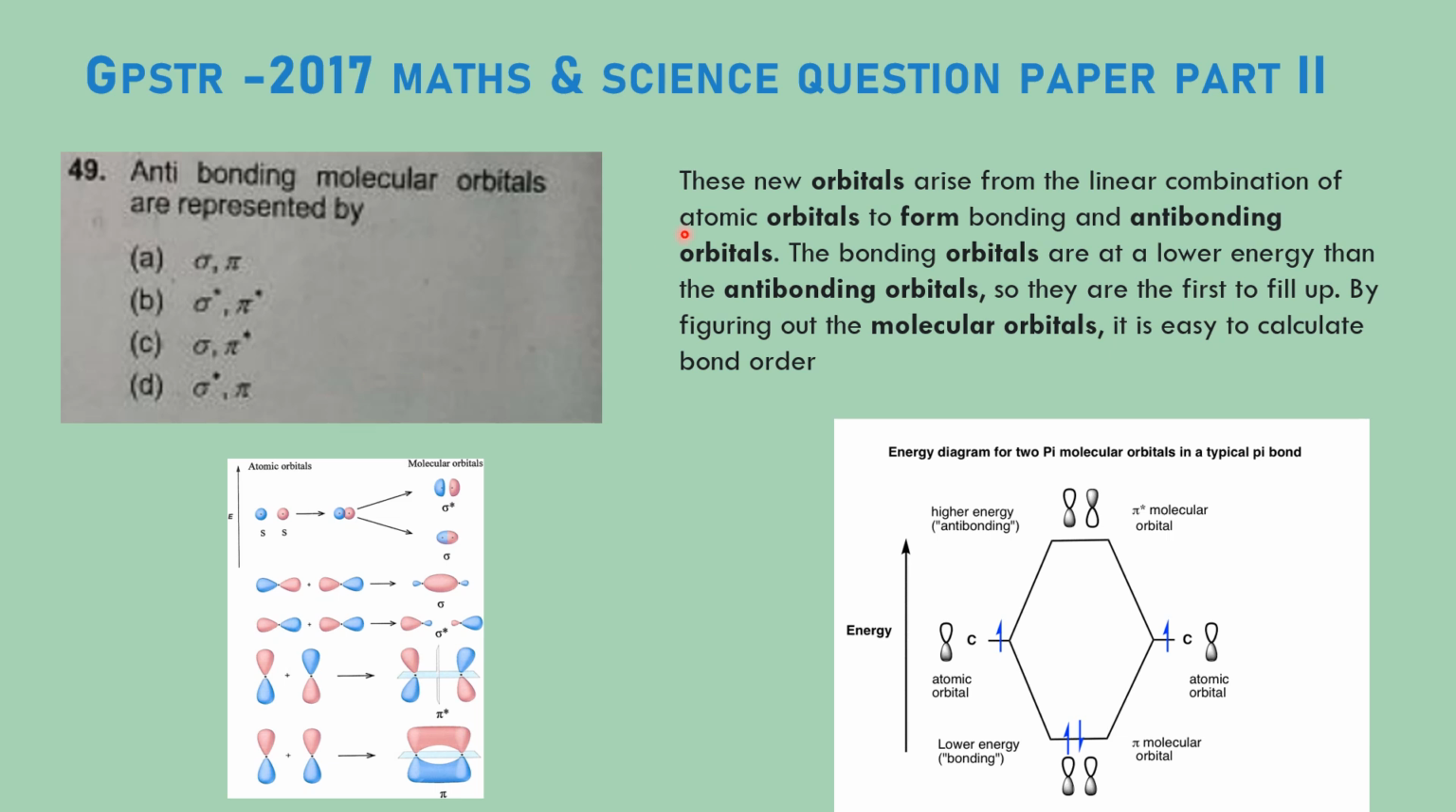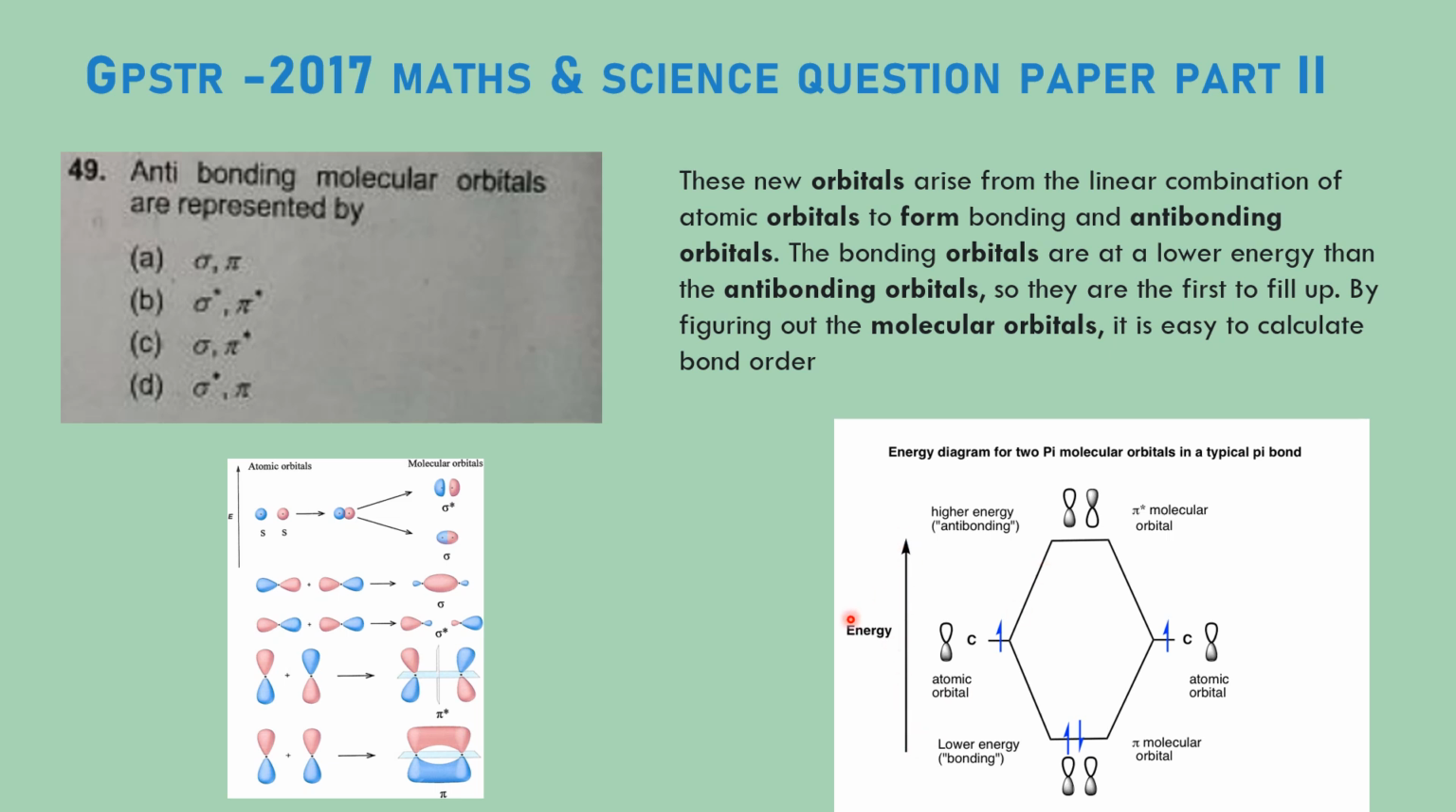Let us discuss these antibonding orbitals. They arise from the linear combination of atomic orbitals to form bonding and antibonding orbitals. Consider this energy diagram for two pi molecular orbitals in a typical pi bond. Always remember, two atomic orbitals combine to form both bonding and antibonding molecular orbitals. The bonding molecular orbitals have lower energy, therefore they settle at the lower level. The antibonding molecular orbitals have high energy, therefore they are at the top.